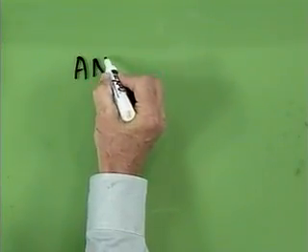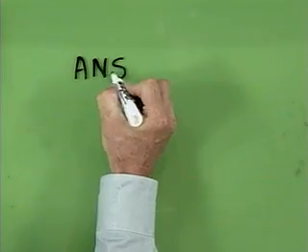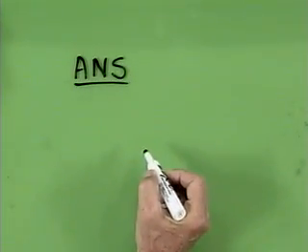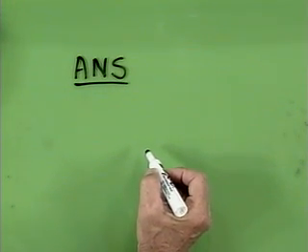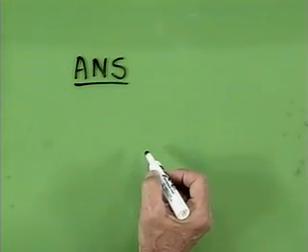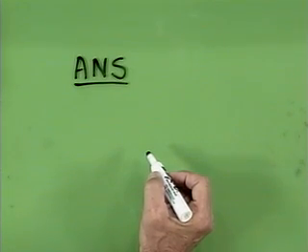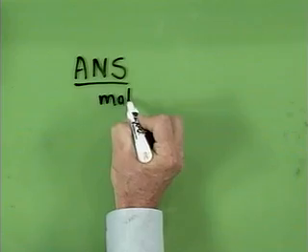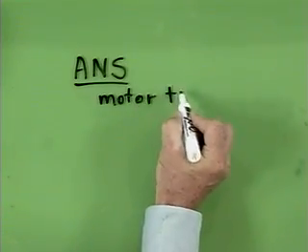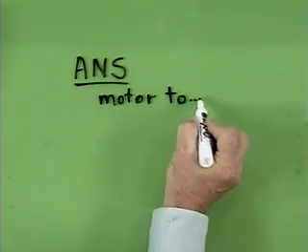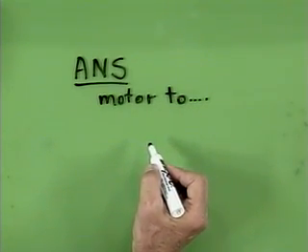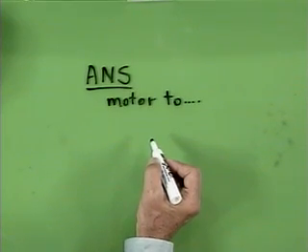We've briefly mentioned this before, but it's been a time or 2 back. ANS is the acronym for autonomic nervous system. Now, by autonomic nervous system, we are talking about the motor output to three kinds of involuntary effectors. Do you remember what those are? Can anybody think of one of them?